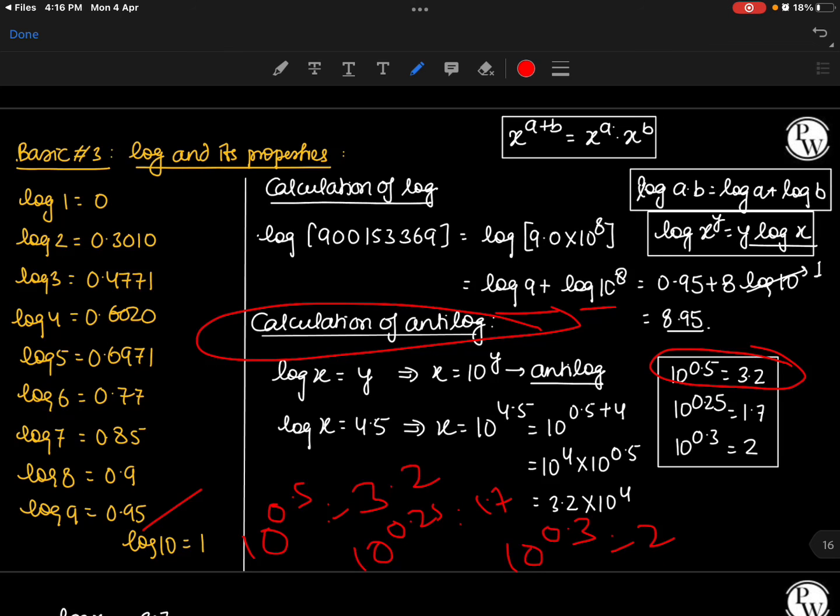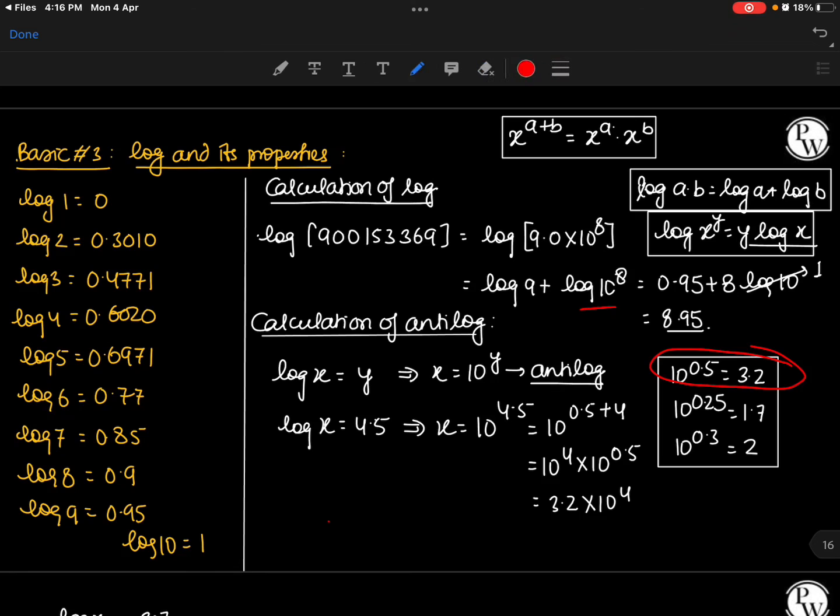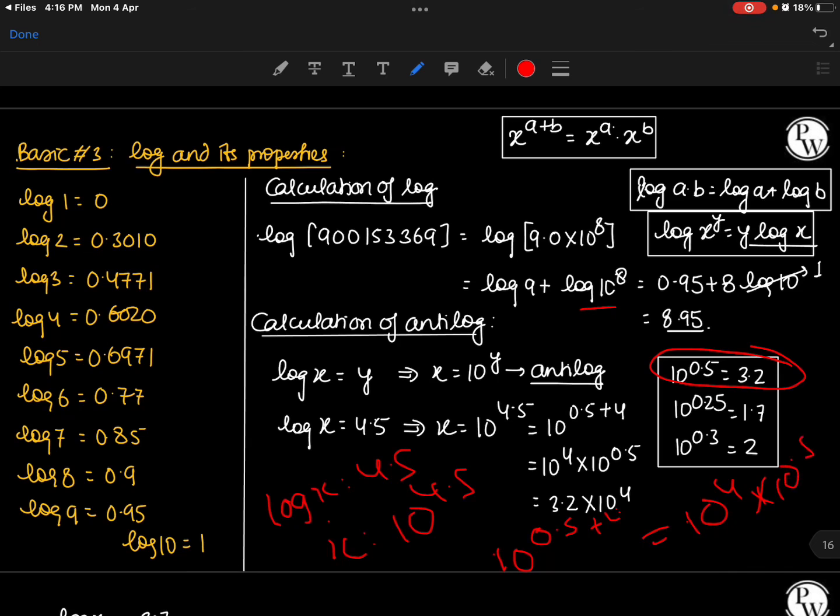Log x is equal to y, x is equal to 10 to the power y, anti-log. Okay, for example, if log x is equal to 4.5, then x is equal to 10 to the power 4.5, then we will write x is equal to 10 to the power 0.5 plus 4, which is 10 to the power 4 into 10 to the power 0.5, and as we know that 10 to the power 0.5 is 3.2, the value is 3.2 into 10 to the power 4.